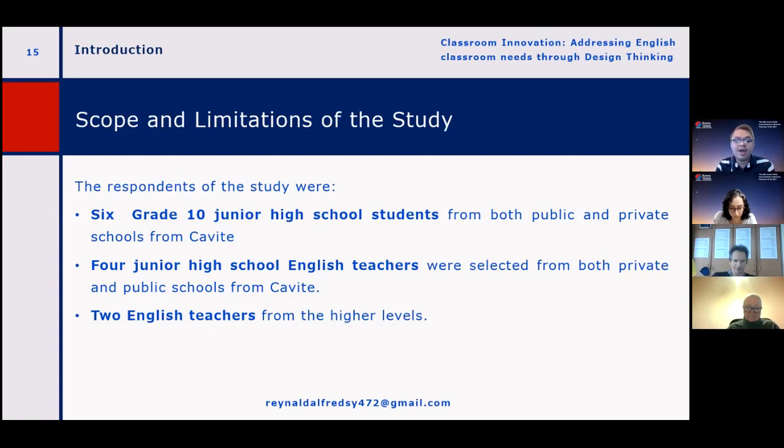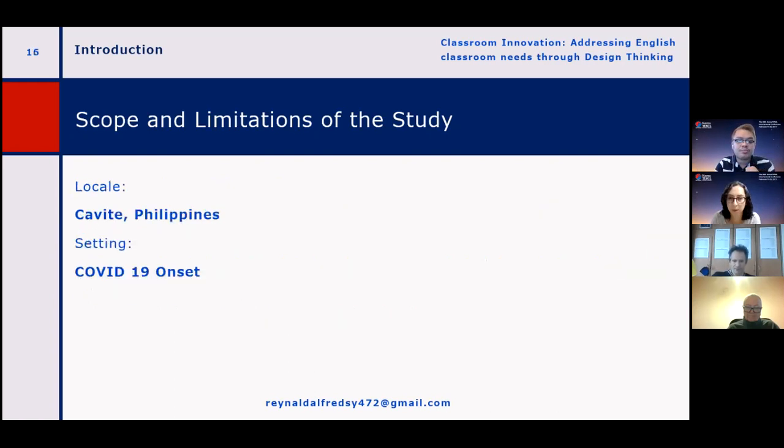And then we also had 4 junior high school English teachers who have taught in various levels from grade 7 to grade 10, and 2 English teachers who are teaching at the higher level, specifically senior high school, which is grade 11 and 12, and 1 in the tertiary, both majoring in English and have taught in junior high school as well, so that they would also have a grasp and an idea of what it is to teach in junior high school.